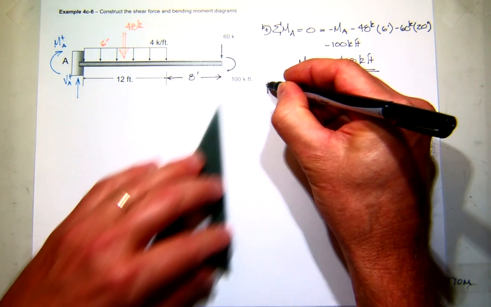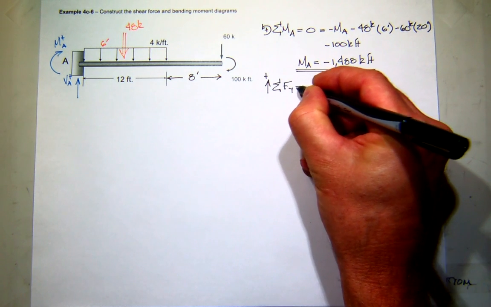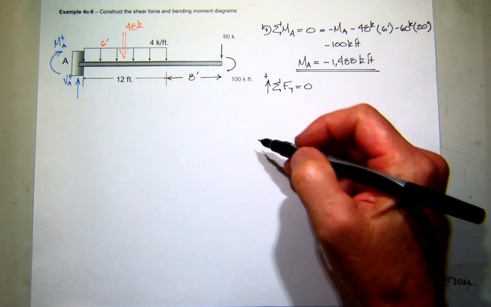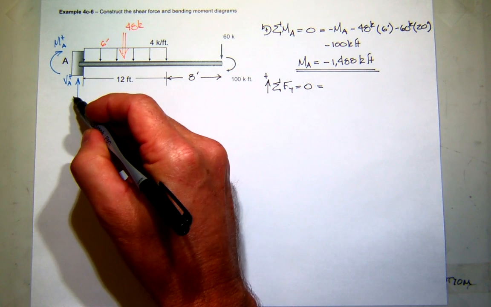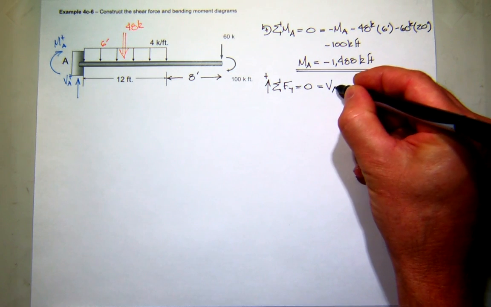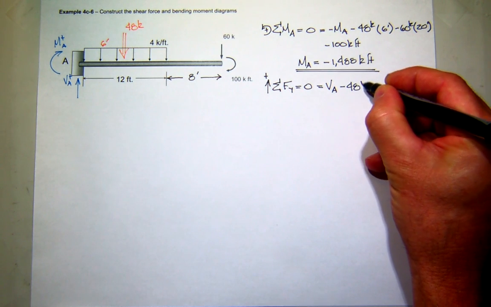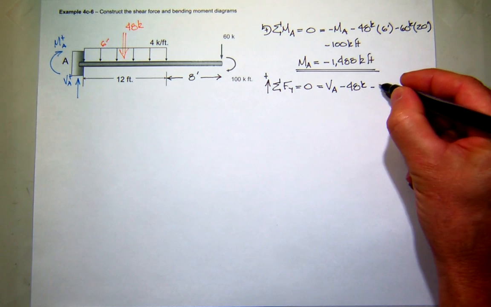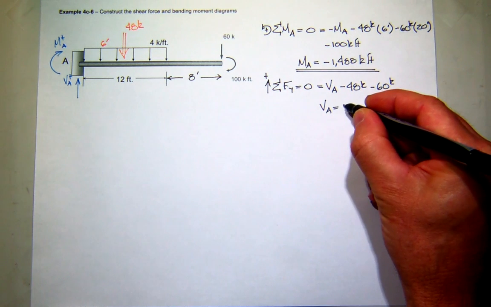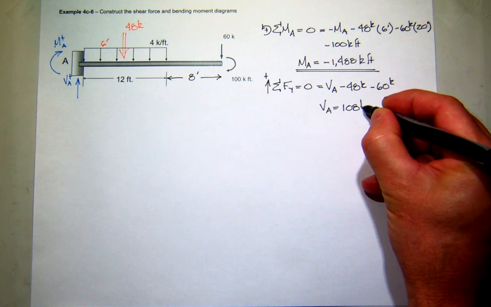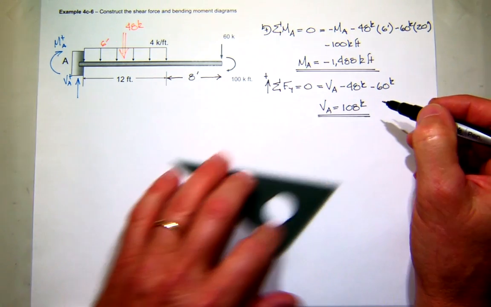Okay, then I'm going to sum forces vertical, in this case the y direction, and make sure it's in equilibrium. And I'm going to assume up is positive. So again, starting on the left-hand side, I've got this shear force acting up. That's positive. 48 is down. That's negative. And 60 is down. That's also negative. So it looks like the shear at A is 108. So I have positive shear at A, negative moment at A, bending moment at A.